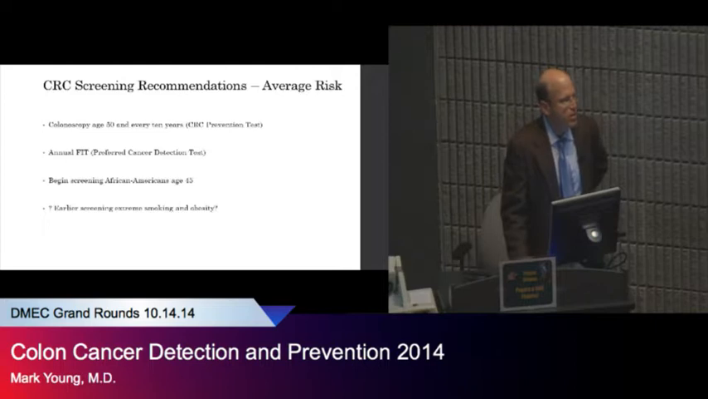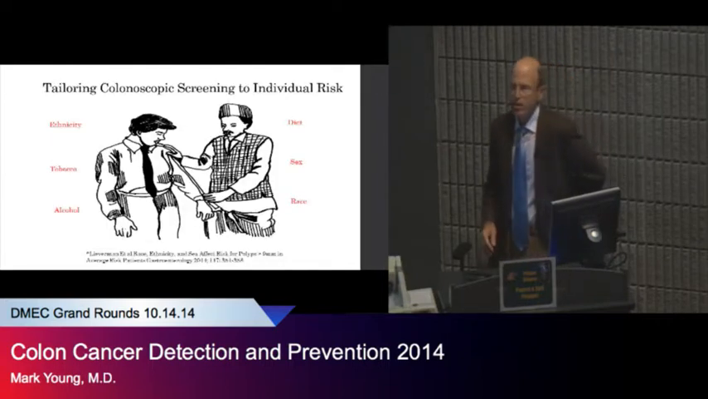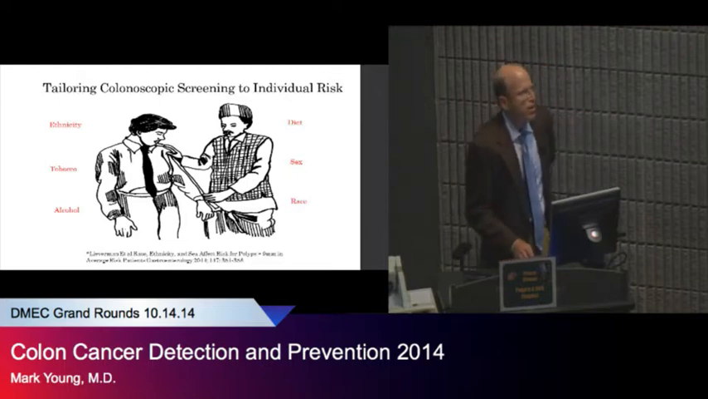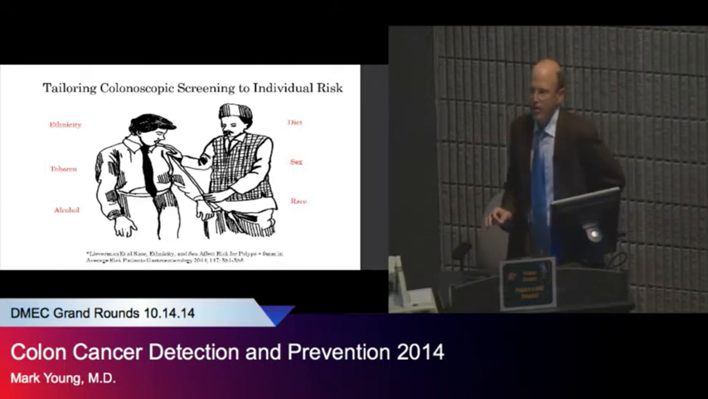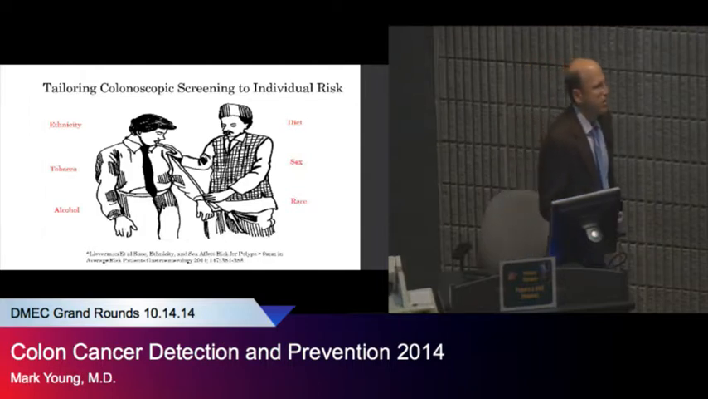African Americans need to be screened at age 45. And the question remains, if you have extreme smoking or obesity, how do we treat these patients? So there's a great article in this month's Gastroenterology by Dr. Lieberman that looks at tailoring endoscopy for patients that have different risk factors. And what he came up with is ethnicity is the first thing that you look at. So he looked at Hispanics, whites, and African Americans.